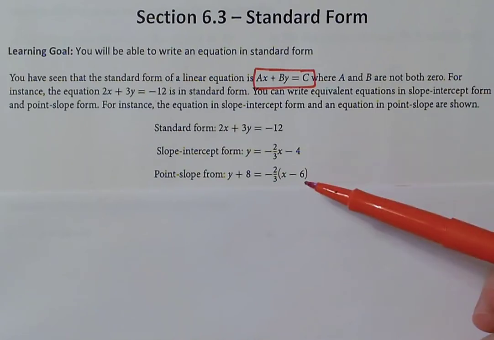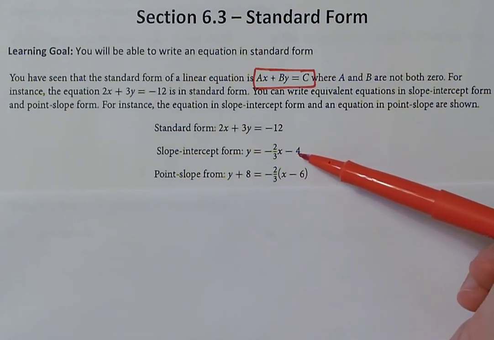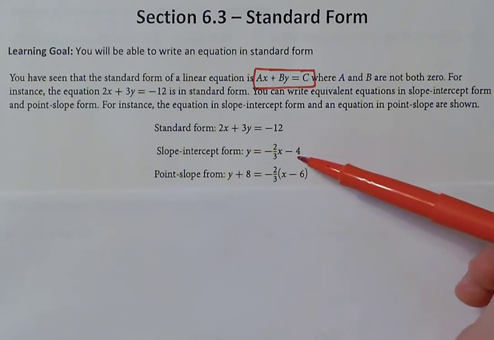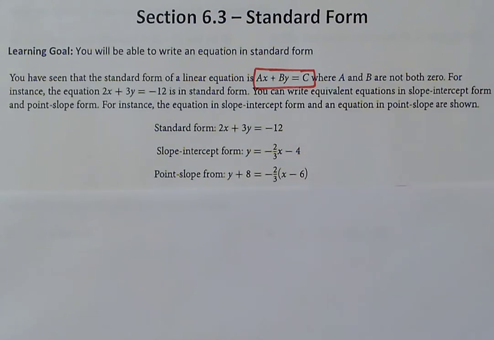What this tells us, the fact that I can take this and write it into the other forms, means that I can take my slope-intercept and write it in this form, or I can take point slope and change it into standard form. And what that allows us to do is to take either writing an equation in slope-intercept form or writing an equation in point-slope form and then switching it to standard form.